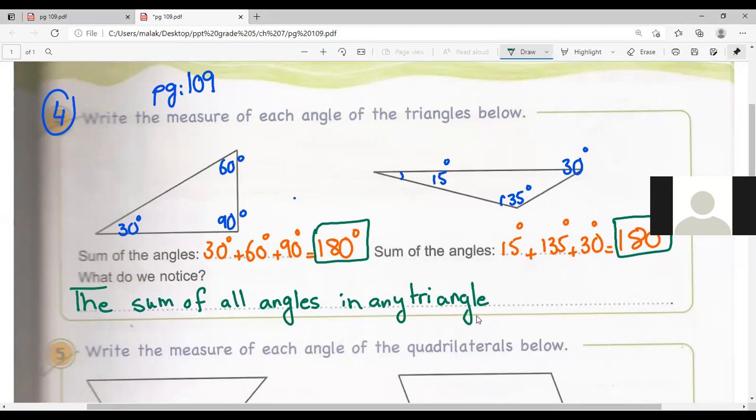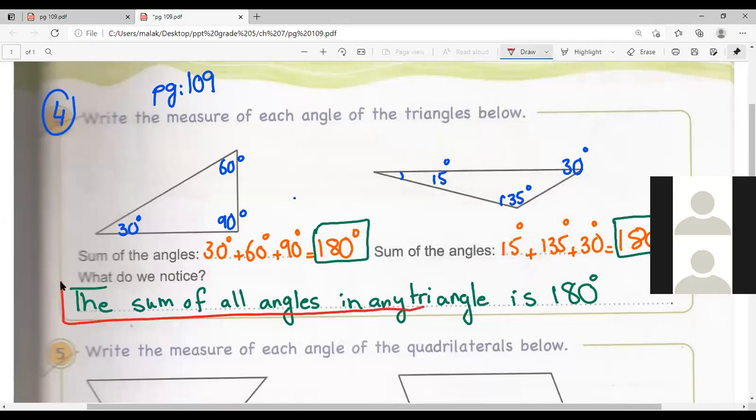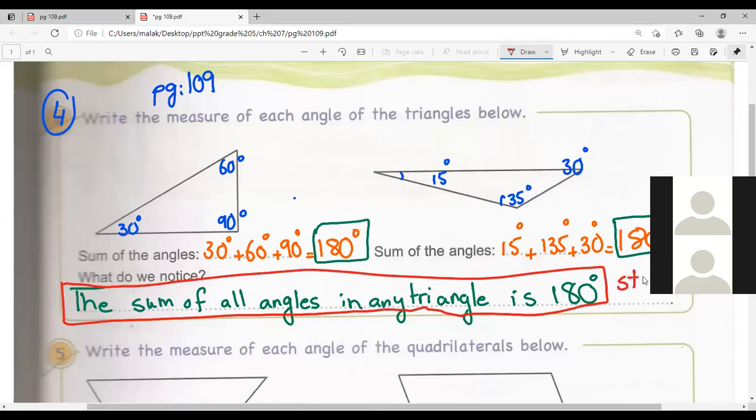Teacher, the sum of all angles in any triangle is 180 degrees. Always, yes, for sure. Always it's 180 degrees. Teacher, you have to study it. Please write "study". Okay. So the sum of all angles in any triangle.